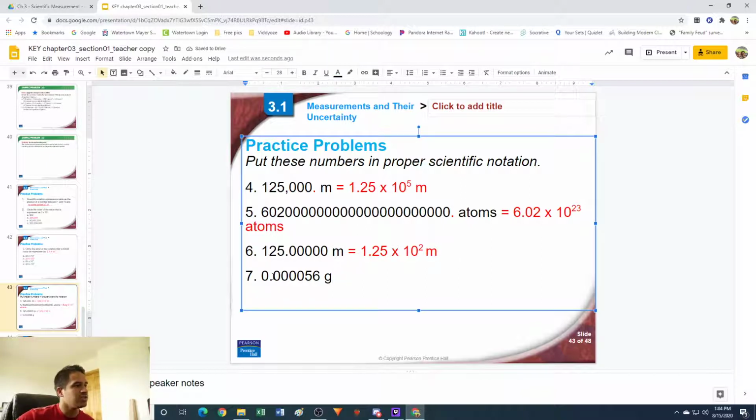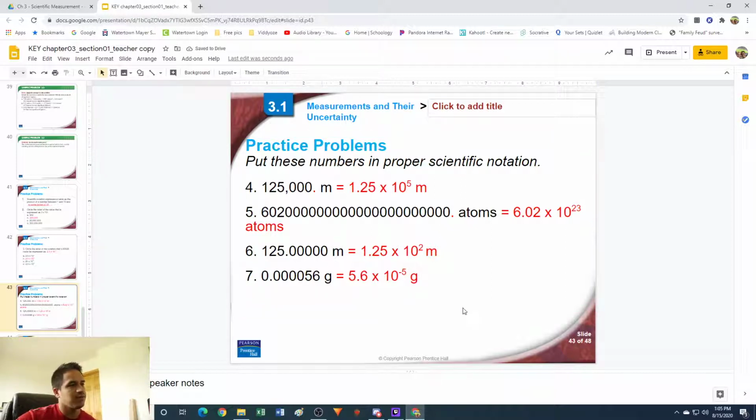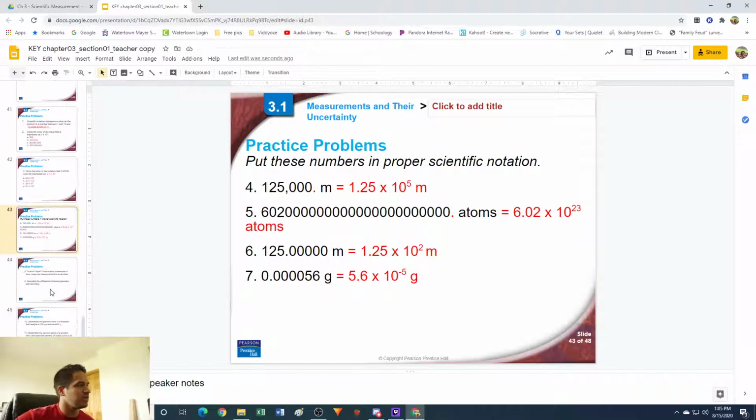Last one here, 0.00056. We want the decimal between the 5 and the 6. So our final answer is going to be 5.6 times 10. And we just need to count how many places we had to move it. In this case, we had to move it over 1, 2, 3, 4, 5 places. And because this number was less than 1, it's going to be -5 instead of a +5. Okay? All right.